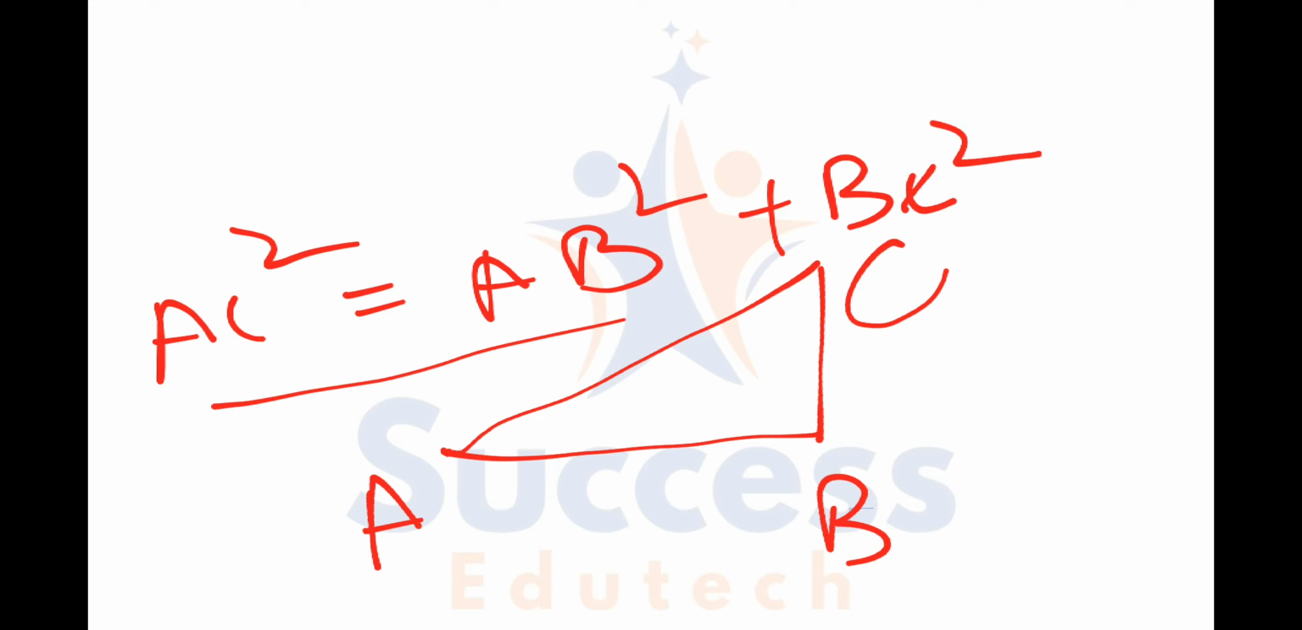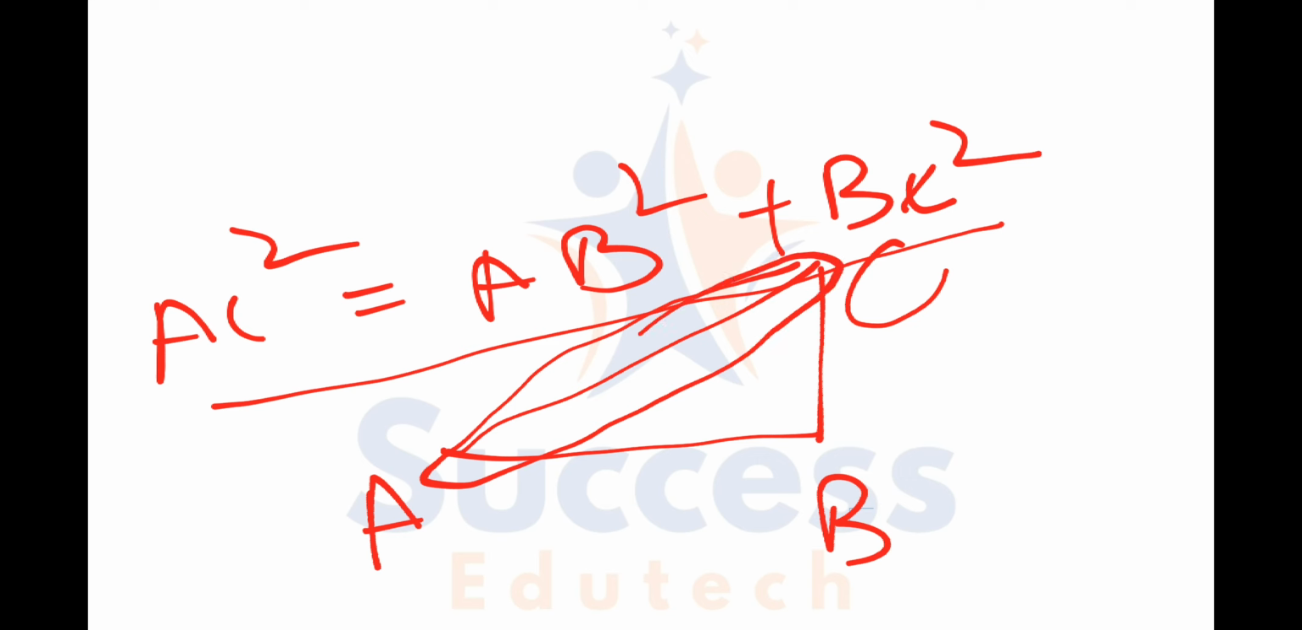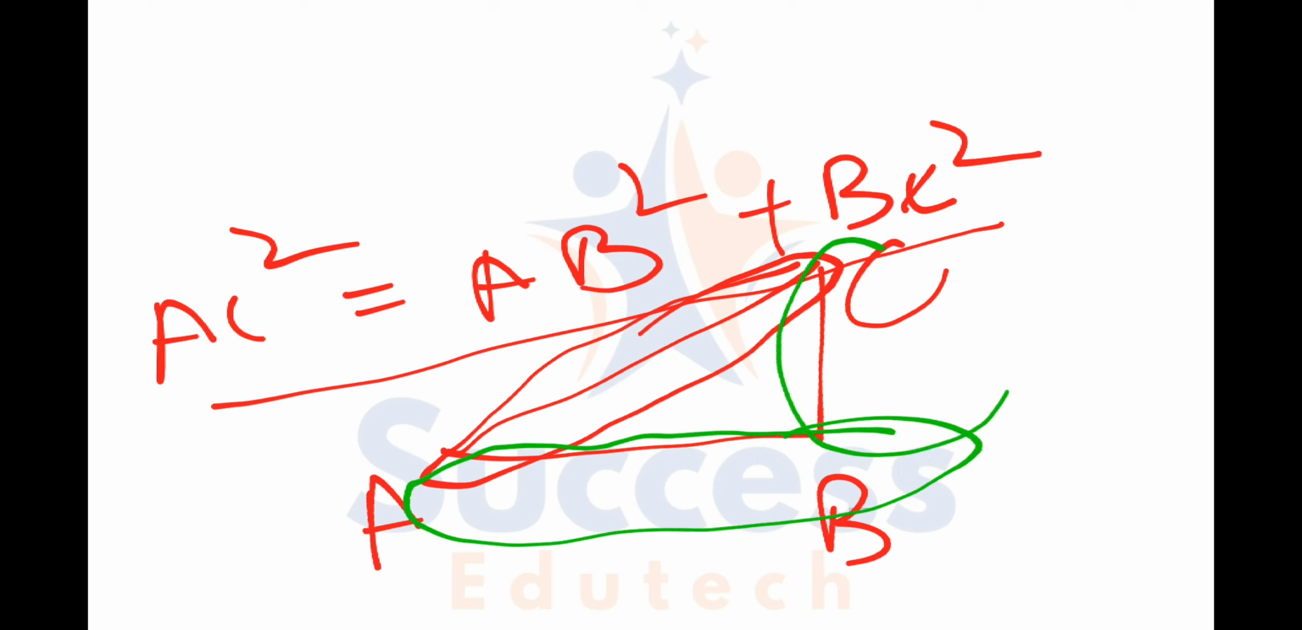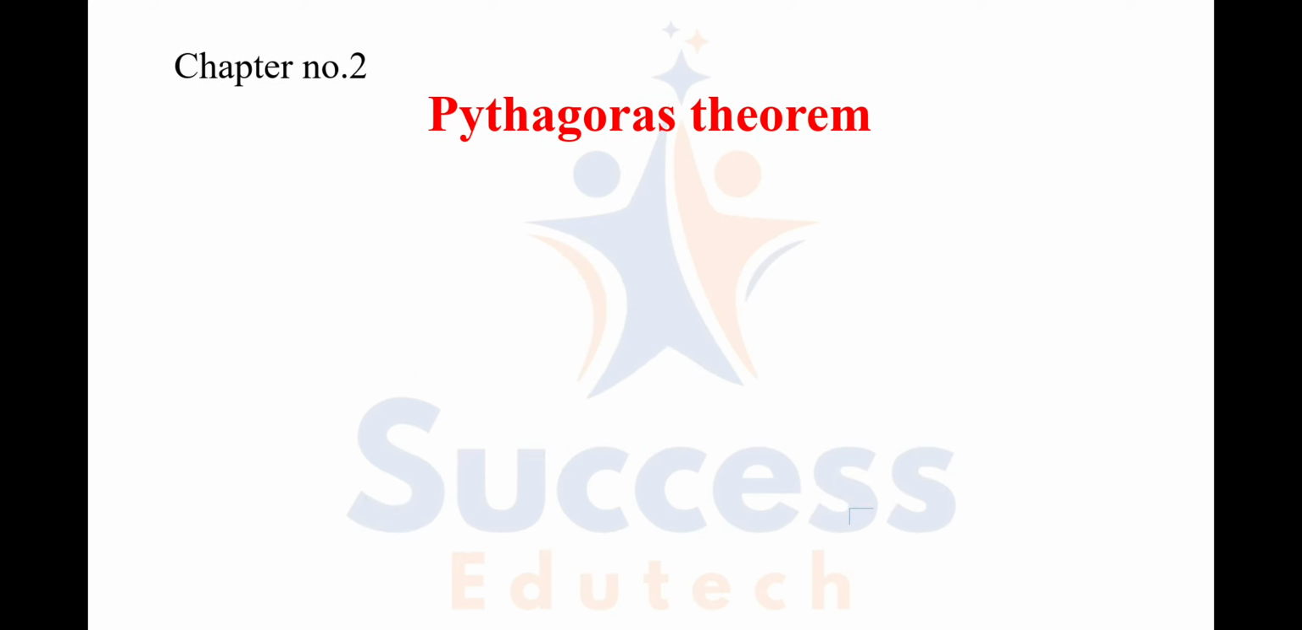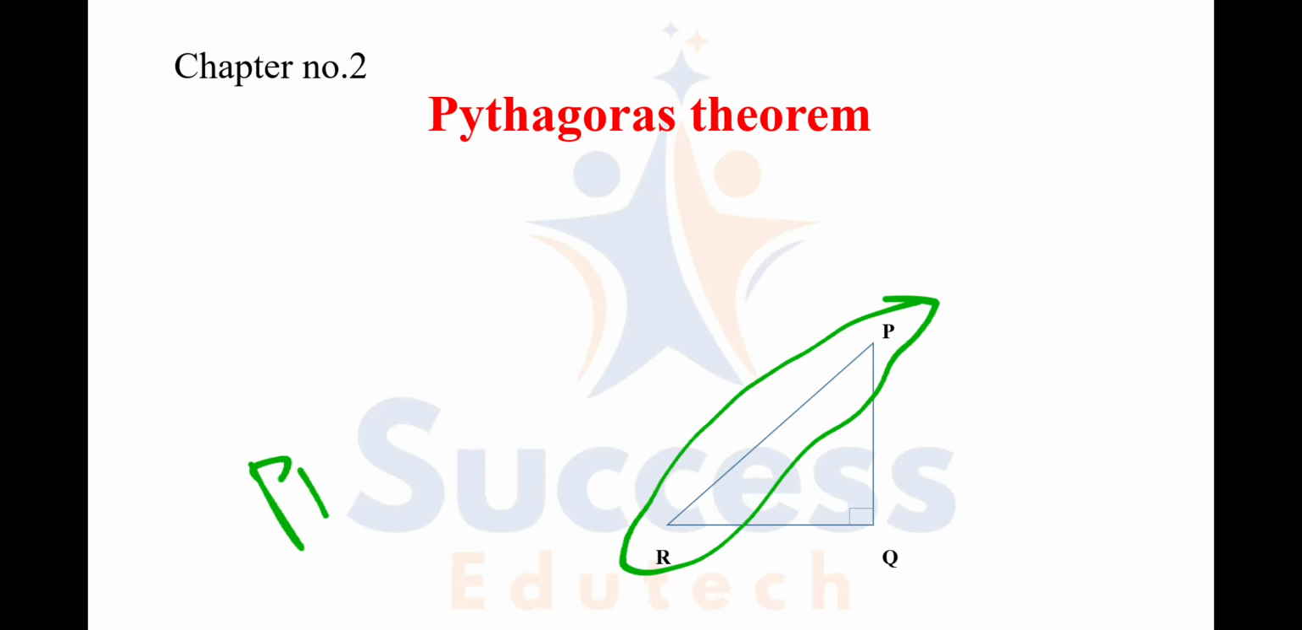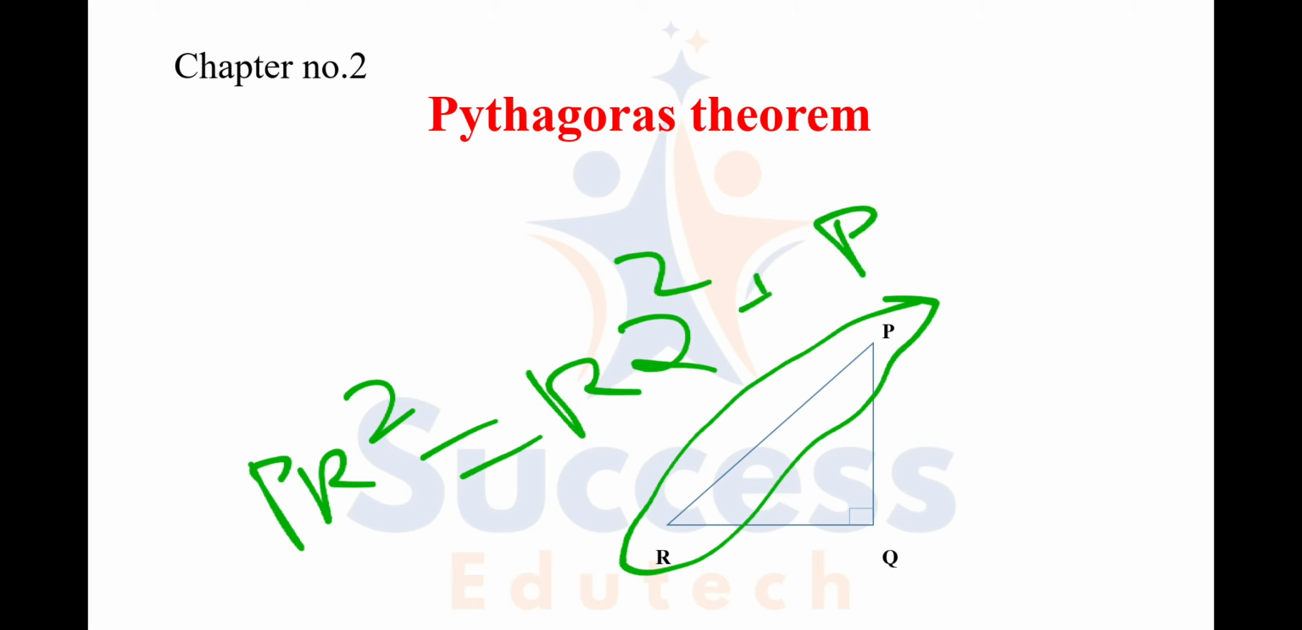This theorem states that the square of the hypotenuse is equal to the sum of the squares of the remaining two sides. Now let's see the original statement. This is only applicable in a right angle triangle. So the Pythagoras theorem states that, for this right angle triangle, PR square is equal to RQ square plus PQ square. This is the Pythagoras statement.